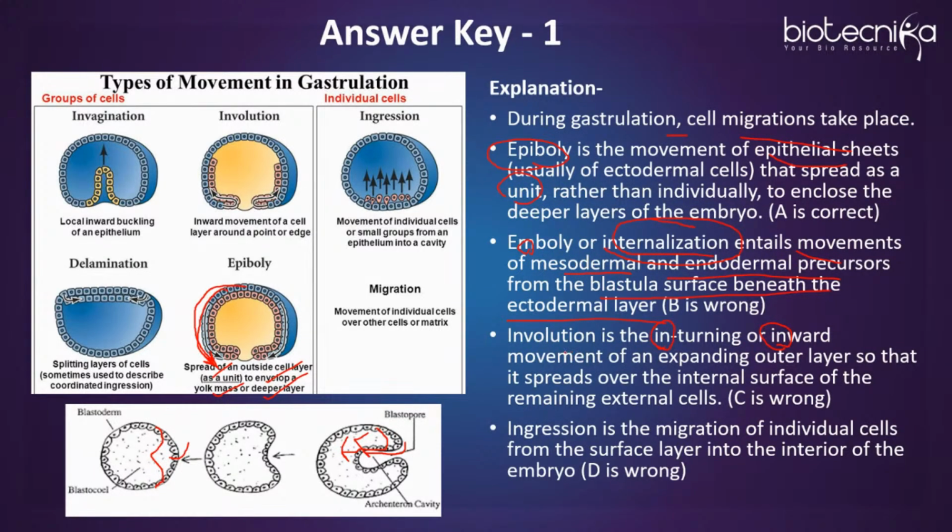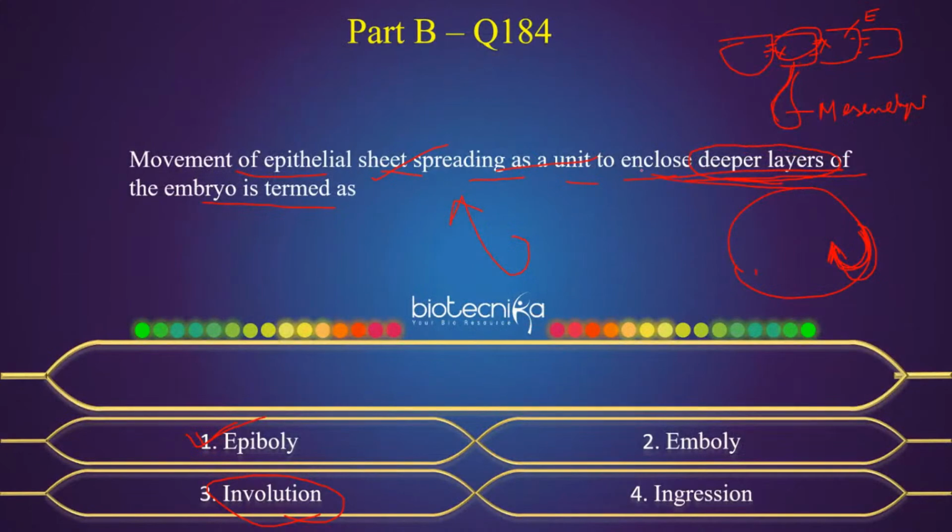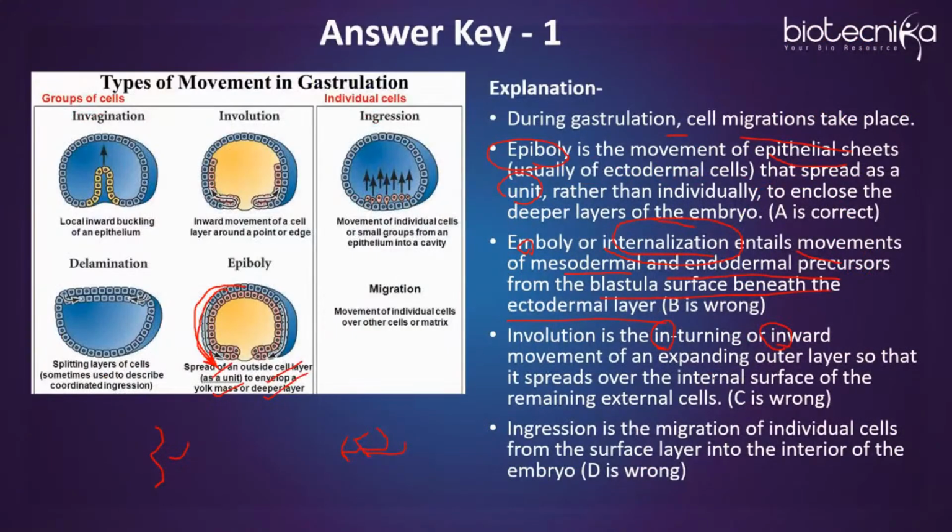Okay, that is your clue, because here it is saying covering, enclosing deeper layers, which means it is on the outside. While involution is the inward movement of an outer layer to the inside, from the internal of an expanding outer layer. Yes, there also it will spread, but you have to see what they are doing. It is involution around the point or edge, that is inward movement. But here it is the spread of an outside cell layer to cover a deeper layer. So that's why involution and epiboly can be confusing, but here are your clues to recognize the correct answer.